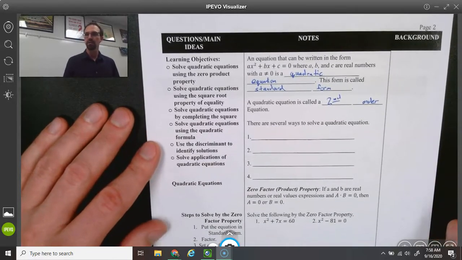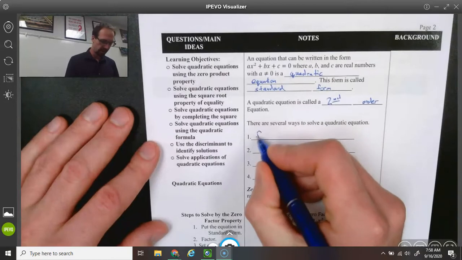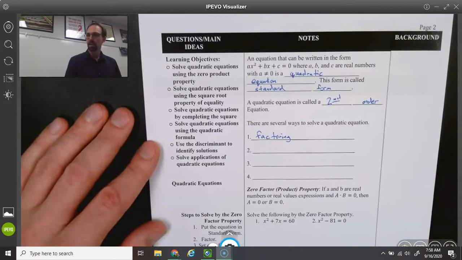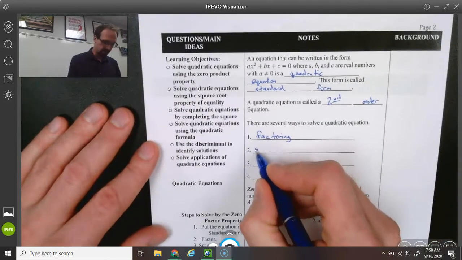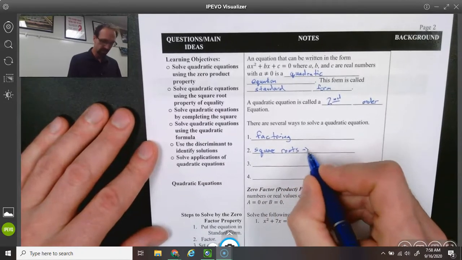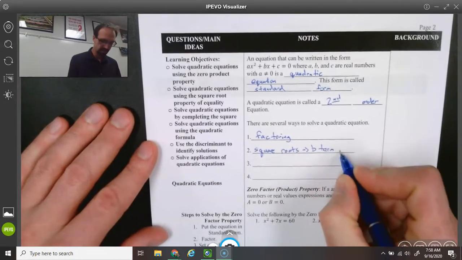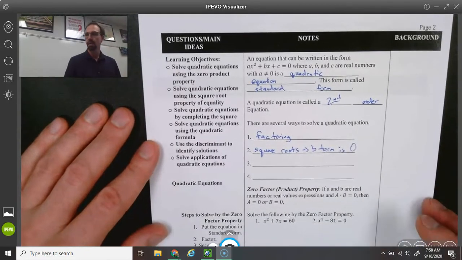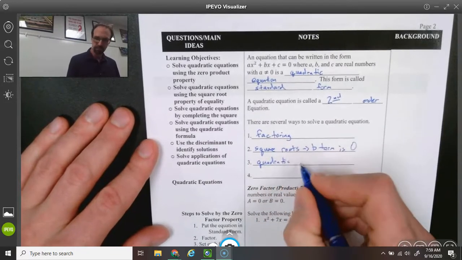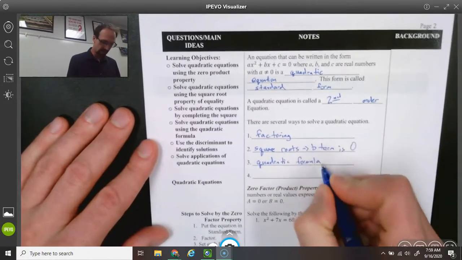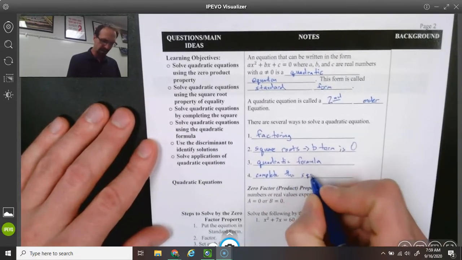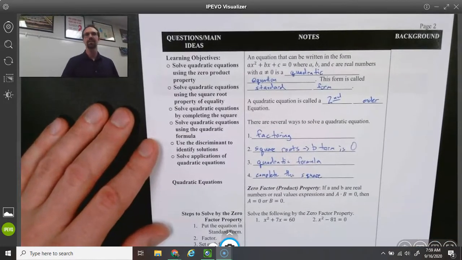So there are several ways to solve a quadratic equation. We're going to be looking at factoring, square roots. We can do this if there's no b term, so the b term is 0. We can also do the quadratic formula. And we can complete the square. It's important to know how to do all of these because they all have their advantages given different scenarios.